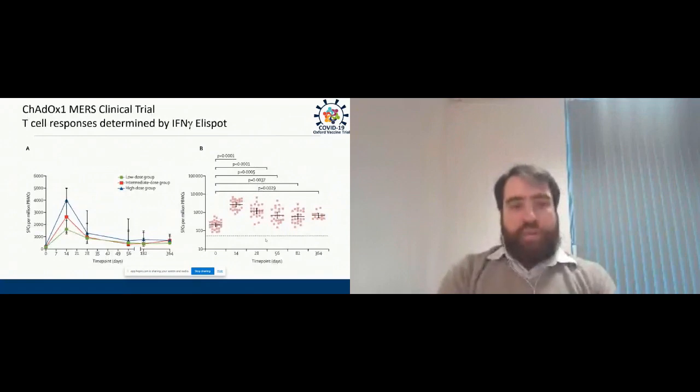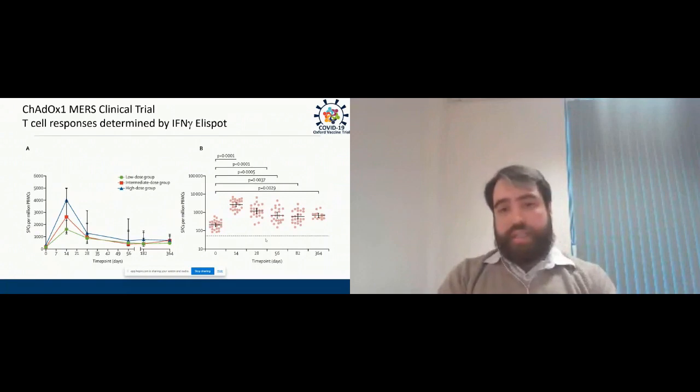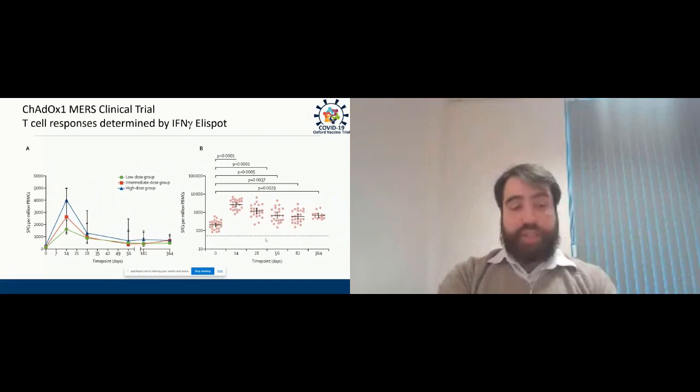One of the key components of viral vector vaccines is their ability to induce T-cell responses. So we assess T-cell responses determined by interferon gamma ELISpots. And what we could see in our MERS vaccine study was that the vaccine was able to induce T-cell responses peaking at around day 14, but with persistent T-cell responses up to a year after vaccine administration, after a single dose.